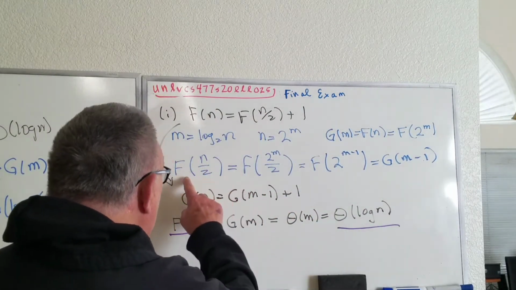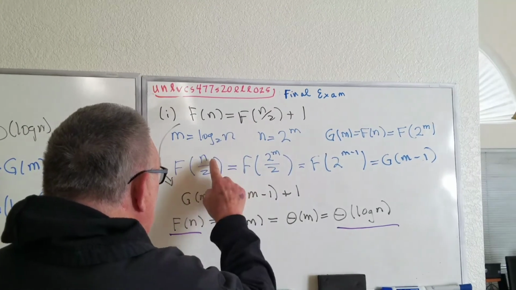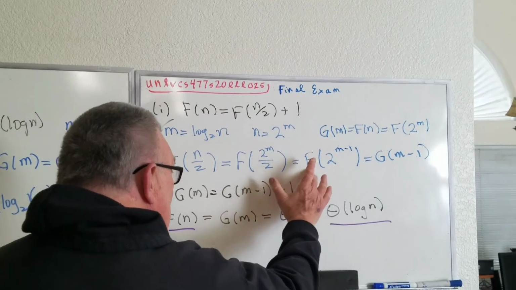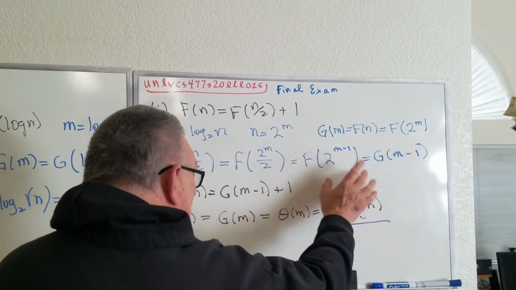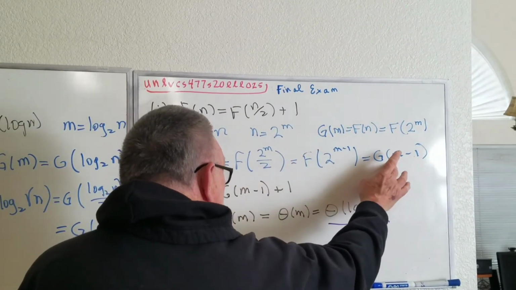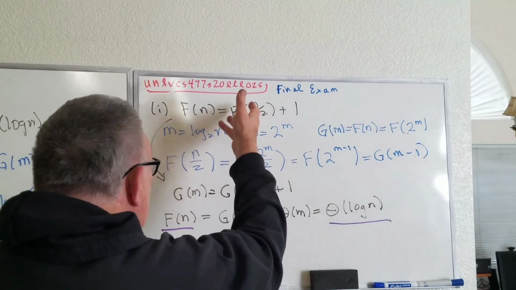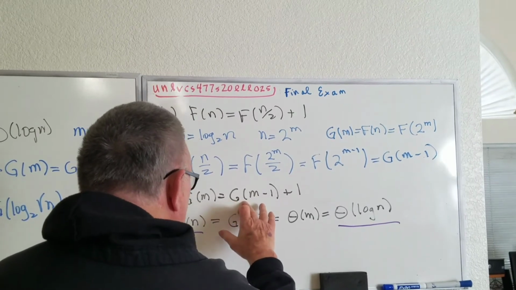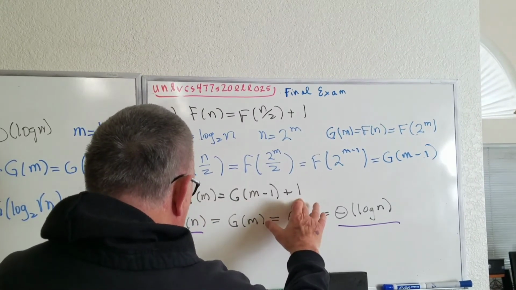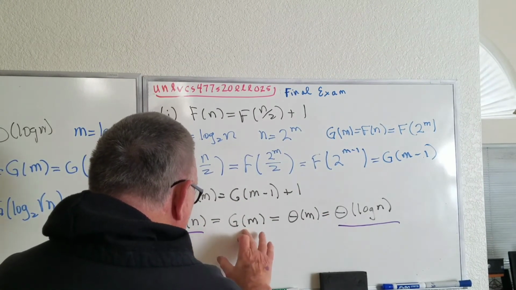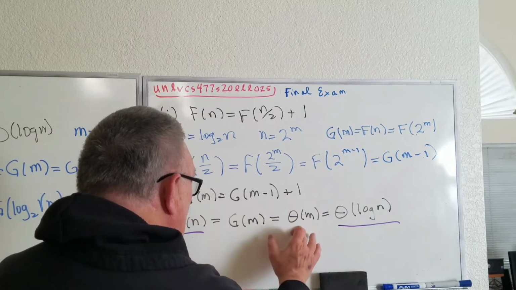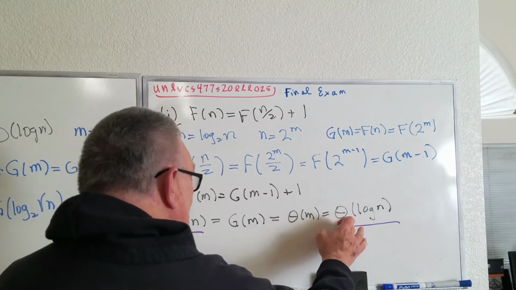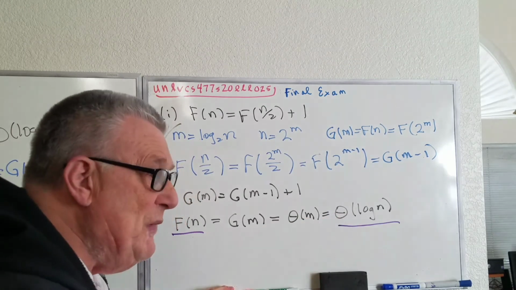This long equation here. We have f of n over 2, so that's f of 2 to the m divided by 2, which is f of 2 to the power of m minus 1, which by this equation is g of m minus 1. Substituting back in here, we get g of m equals g of m minus 1 plus 1, which means that f of n, which equals g of m, is theta of m by the master theorem. Actually, no, by antiderivative, which is theta of log n, which is what we knew from the beginning.